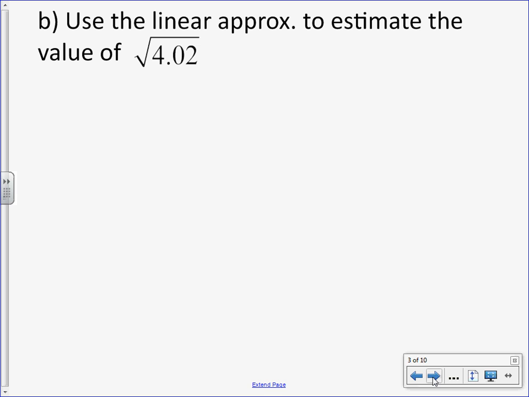So what was our tangent line? y equals 2 plus 1/4 times x minus 4. Now we use x is 4 because we want to approximate 4.02. So we're not that far off from x is 4, which means our approximation shouldn't be too far off from the actual square root of 4.02. So what are we going to do? Plug it in for x.